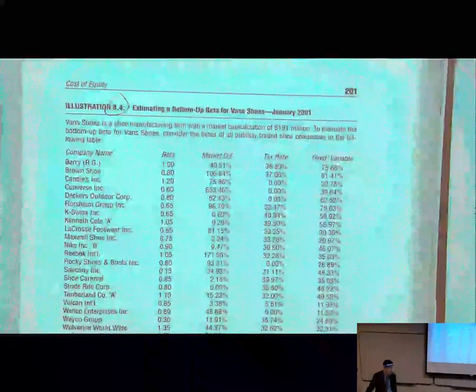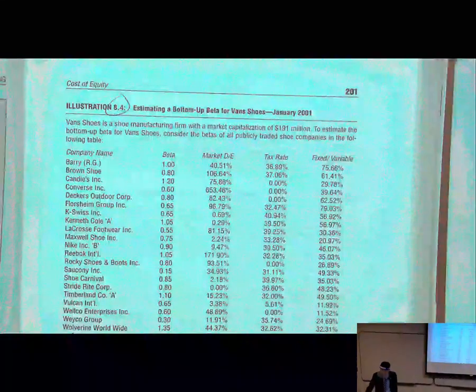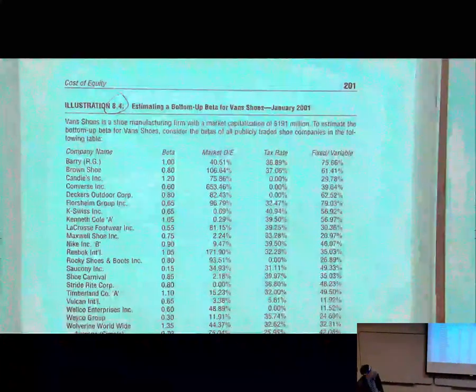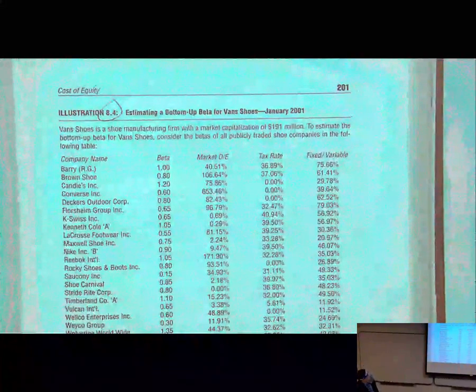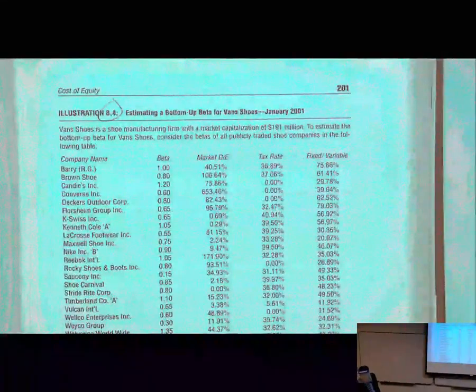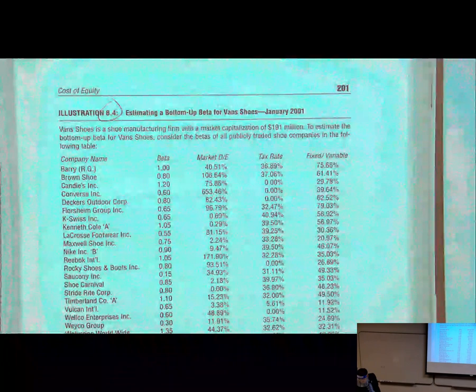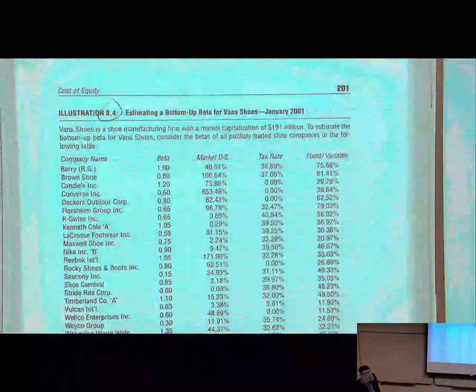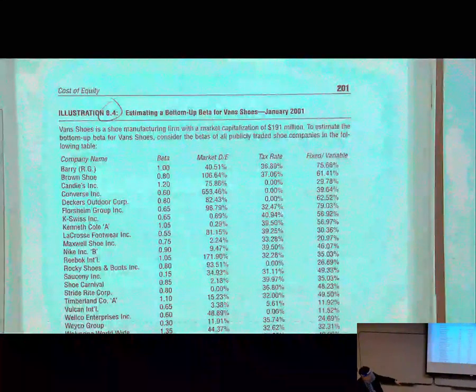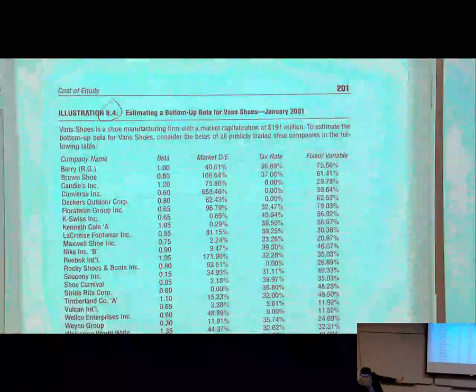And let's take a look at another example. This is a great example for so-called build-up or bottom-up beta estimation based on fundamentals. Illustration 8.4. The company is Van Shoes, and we want to estimate beta of this company. How? Let's say it's going through an IPO maybe. It's not tradable yet. If it's not tradable yet, how can you find beta through the market model? There's no way, right?